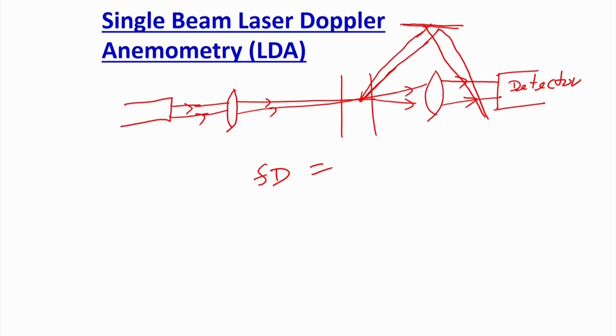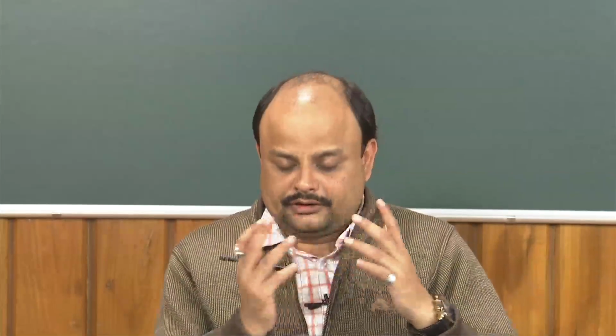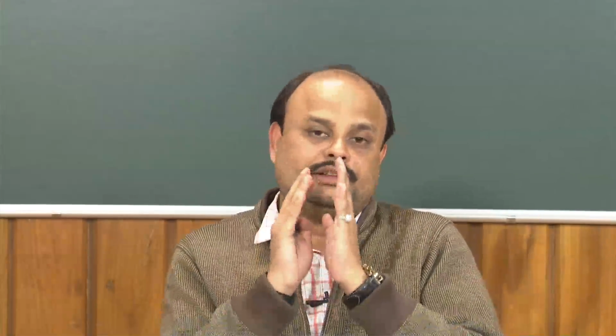So, I took a laser light, put in a beam splitter, and broke it into two beams. I will focus them using a lens at a particular location where we want to measure the velocity. We seeded the flow with particles. Once a particle reaches there, it will scatter some of the light, that will be caught by the receiver lens and thrown to the photomultiplier tube or detector.